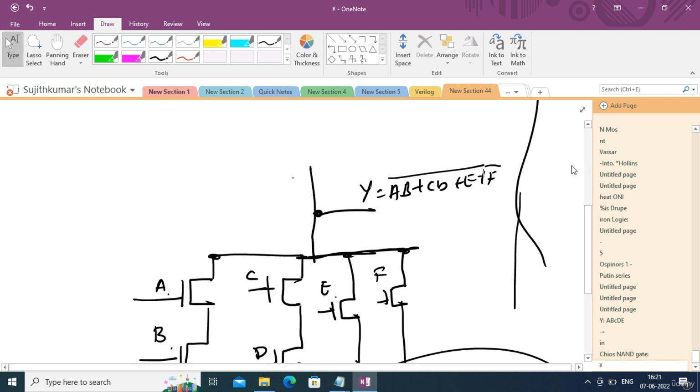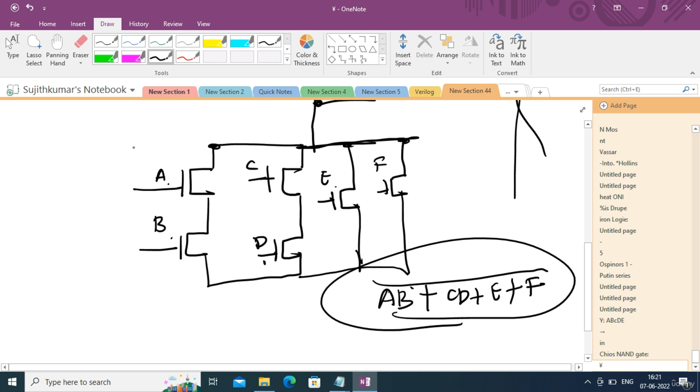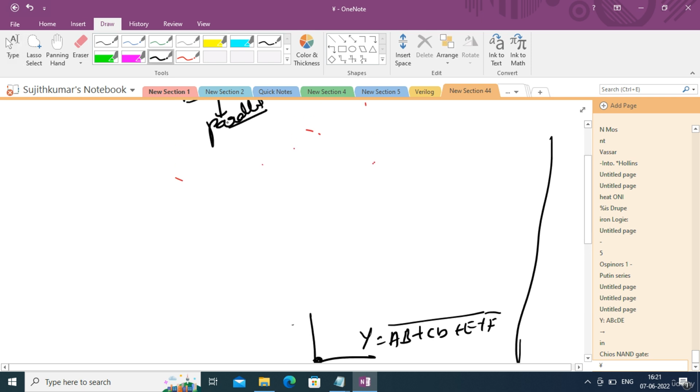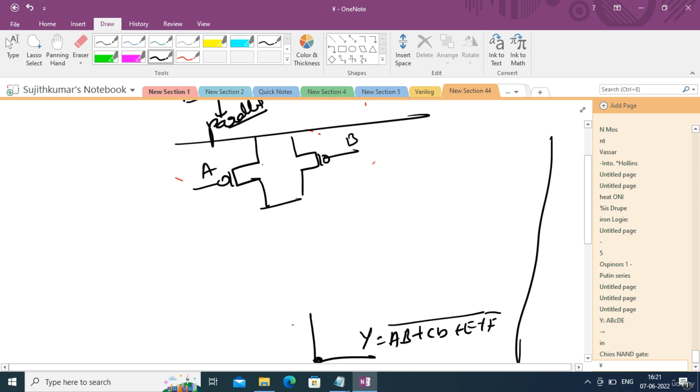You know that pull up network is dual to pull down network. Here A and B are in series. So I will make it parallel in the pull up network. So first of all I have to make A and B as parallel. So A and B, I'm making them parallel.